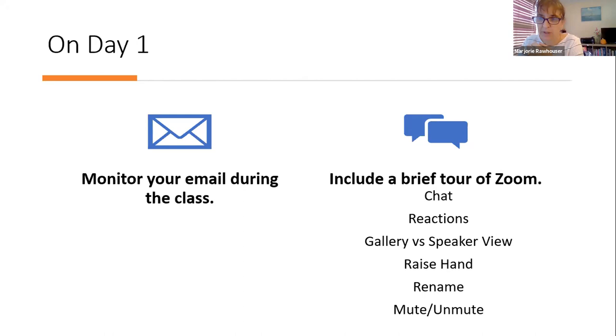And also keep in mind that while most of us might be using computers or laptops, they might be using phones or tablets, and it looks a little different on the phone or the tablet. So when you're explaining things, make sure that you explain how it happens on their devices, or let them know that it might be different on their device.